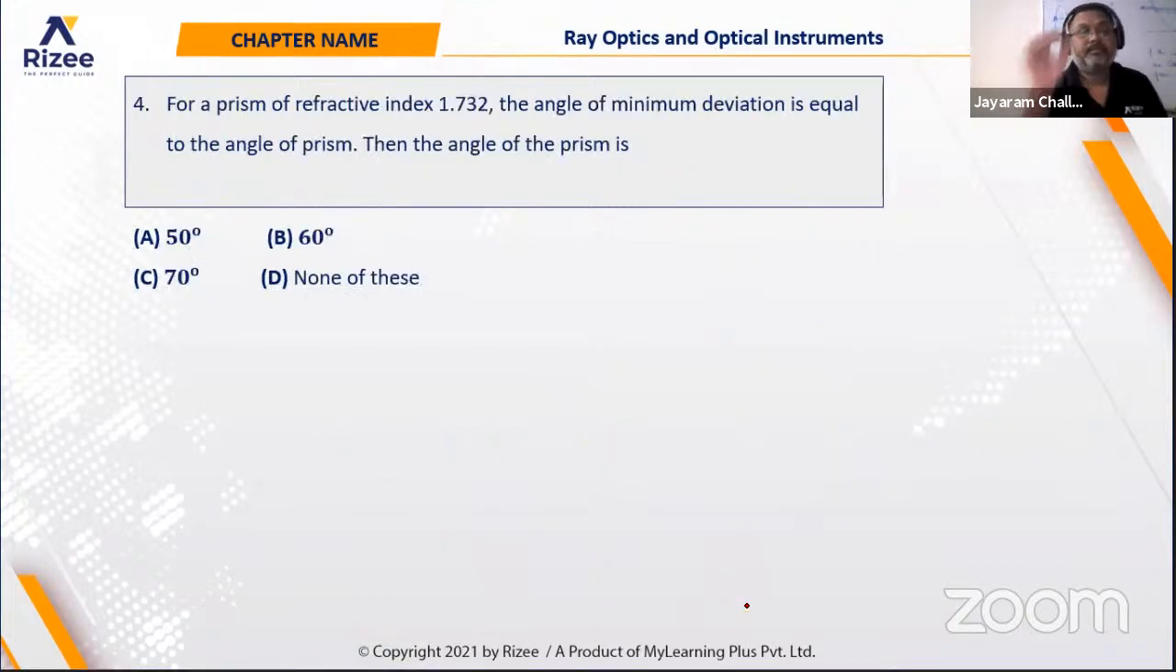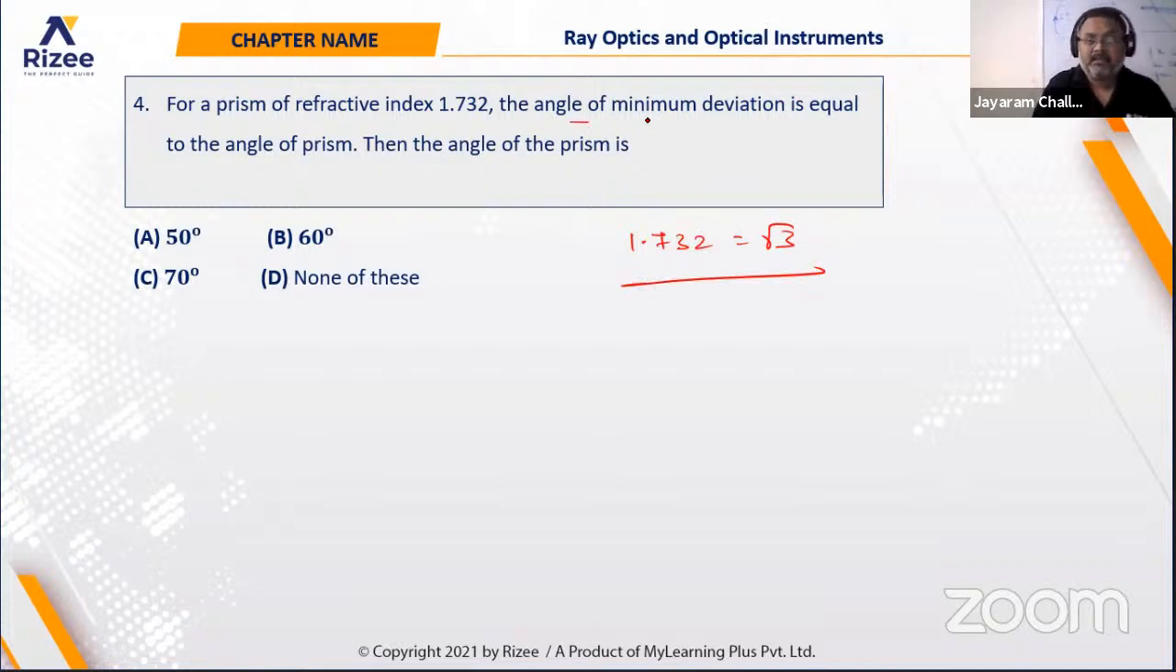Next one, sir. For a prism of refractive index 1.732, that means can I express the 1.732 as root 3? We can be using it if it is necessary. The angle of the minimum deviation, that is delta minimum, is equal to the angle of the prism. These two are same. Then he is asking what is the value of the A. What is the formula, sir?